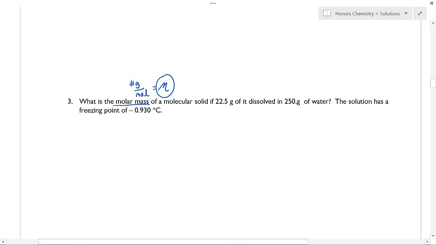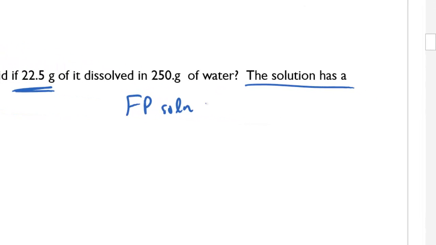For number 3, the question is actually asking you to solve for the molar mass. And so I'm going to have to take the number of grams divided by the number of moles. And I'm going to need to somehow solve for those things. Now they give me grams in the problem, so I just need to find n, or the number of moles. You're going to have to work backwards here, because it says the solution has a freezing point of negative 0.93. And so the new freezing point of my solution, this is after I've added stuff, is actually given in the problem, and it's going to be at negative 0.93 degrees Celsius.